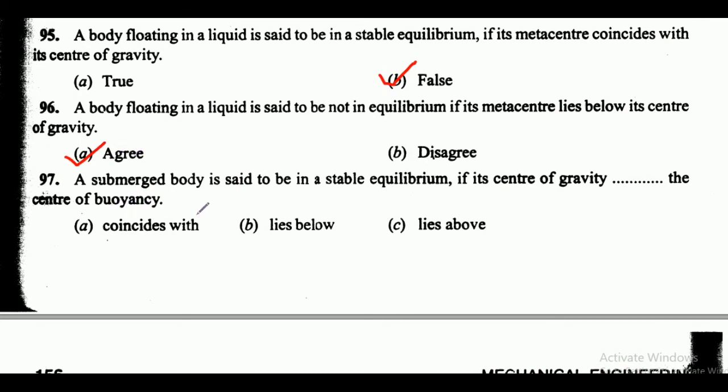Next is a submerged body is said to be in a stable equilibrium if its center of gravity dash the center of buoyancy. Options are coincides with. Option B is lies below. Option C is lies above. So here correct answer is option B, that is lies above.